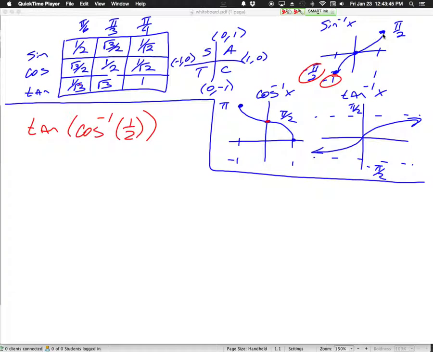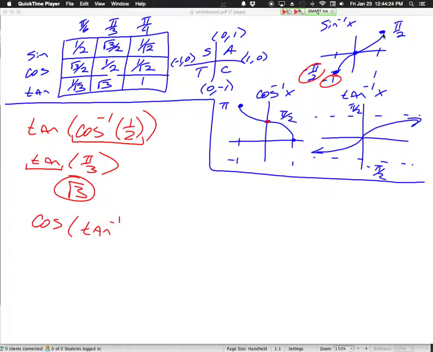Alright, so I evaluate the inside piece first. So I find a match between cosine and 1/2. That gives me pi over 3. Then I need tangent of pi over 3. Since this is a regular trig function, what do I need? Reference angle and quadrant. So tangent of pi over 3 gives me radical 3. And what's my quadrant? 1. And everything in quadrant 1 is positive, so that's my answer. It's 60 degrees.